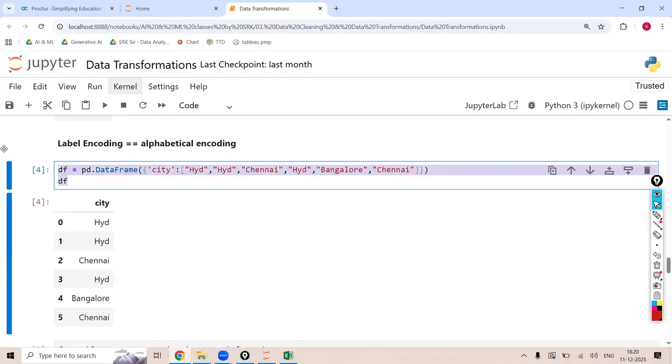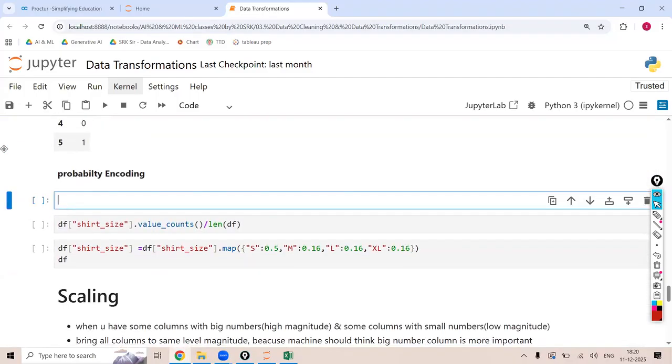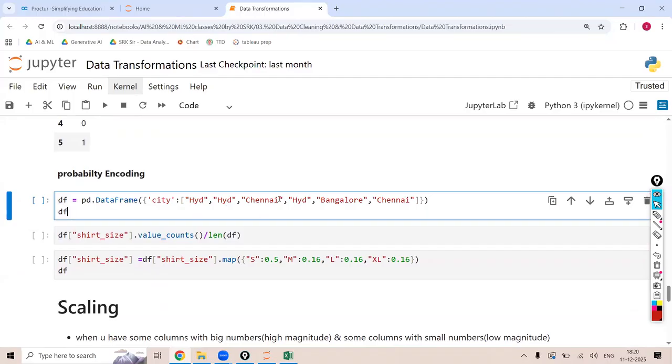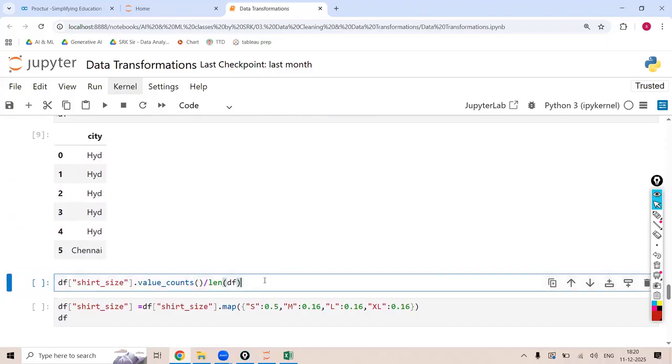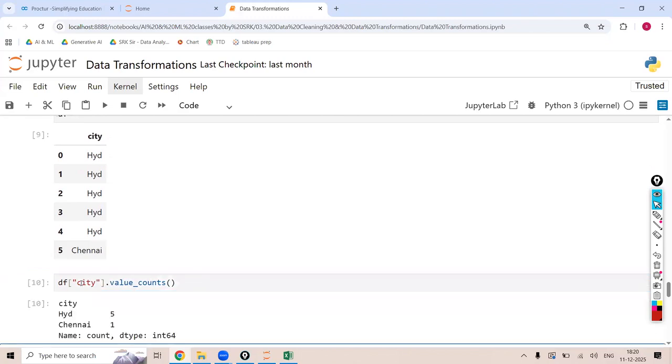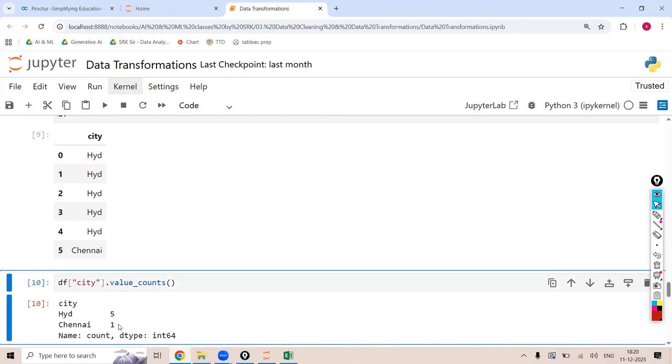Okay, again I'm going to consider the same kind of city names one more time. Within the city, Hyderabad, Hyderabad, followed by again Hyderabad. I'm going to give Hyderabad only, and Chennai. Observe clearly. Now when I observe the value counts, within the city I have 5 Hyderabad and 1 Chennai. Multiple records are in one category, and fewer records are in the other category.